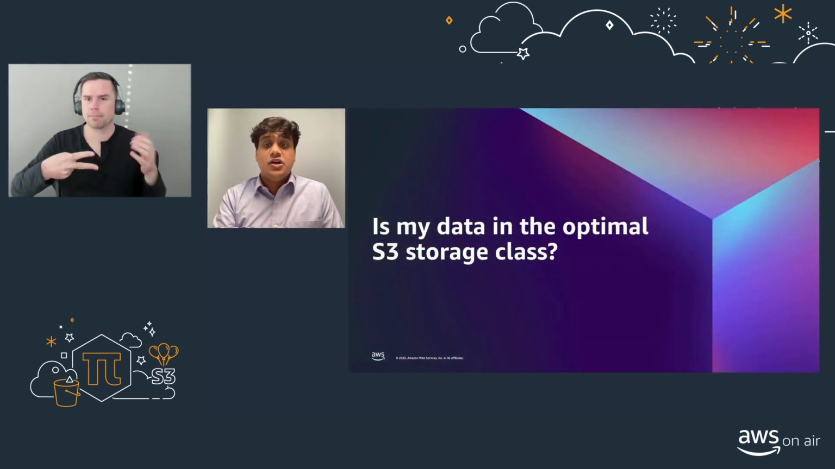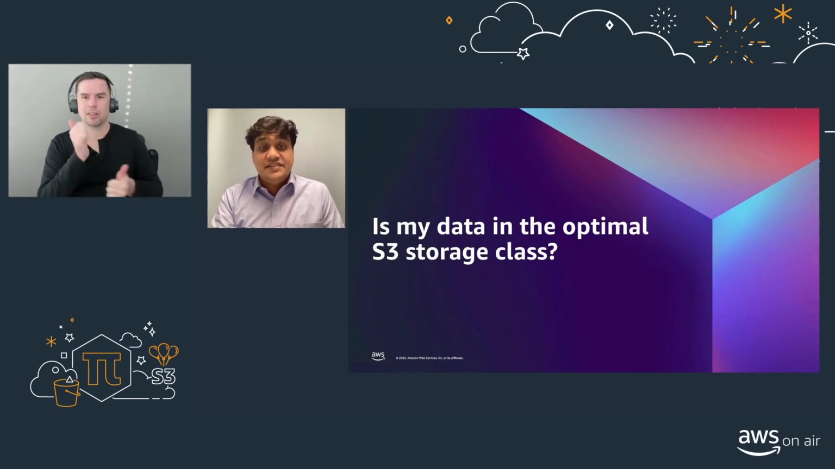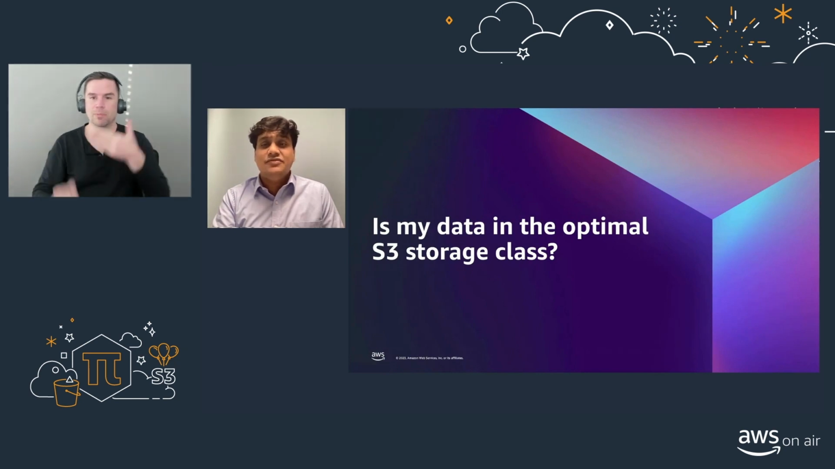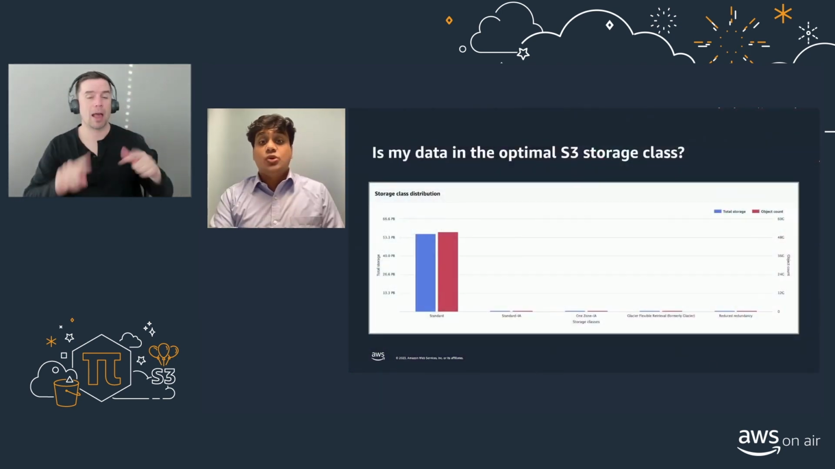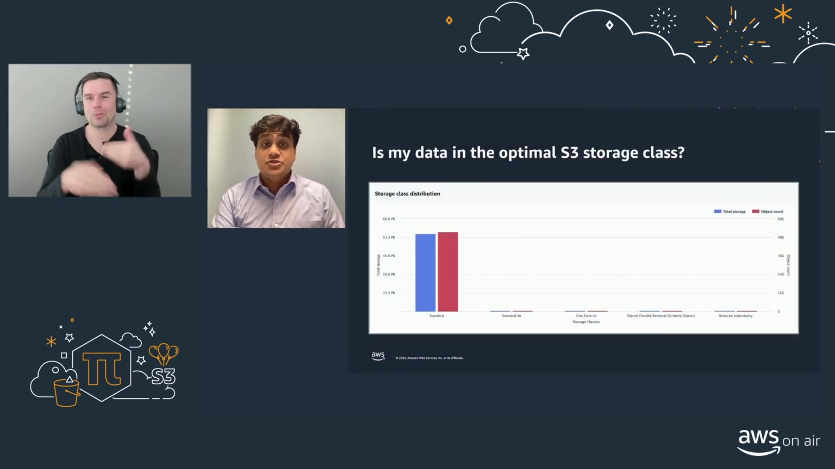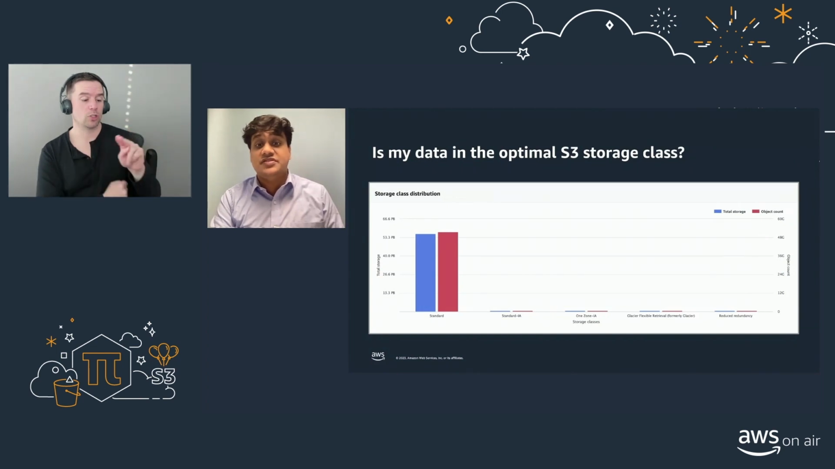Often, you can find cost savings and performance improvements by just picking the optimal Amazon S3 storage class. Identifying the optimal storage class is often more an art than science, but Storage Lens can make this task much easier. The Storage Lens storage class distribution visualization is useful for this task.